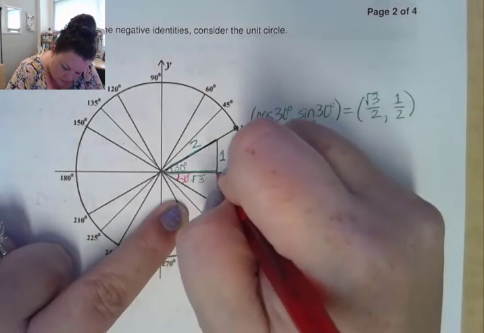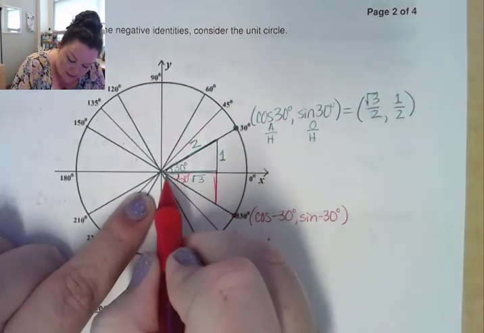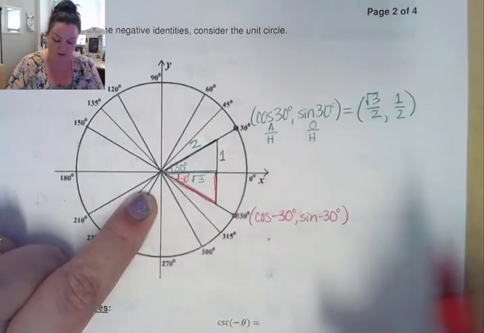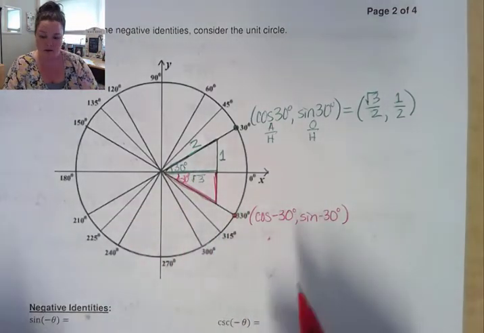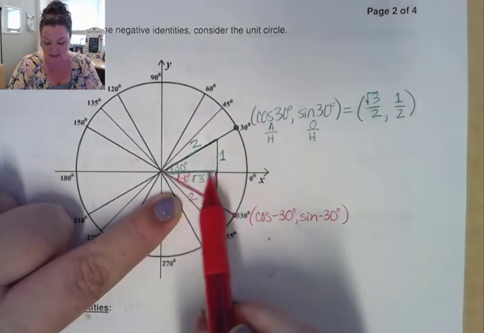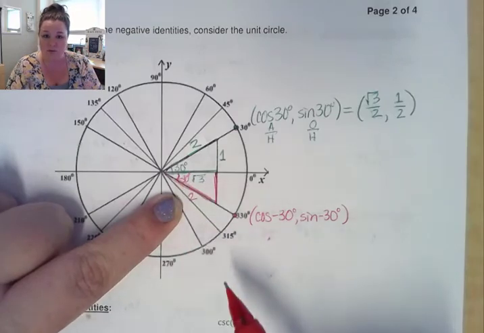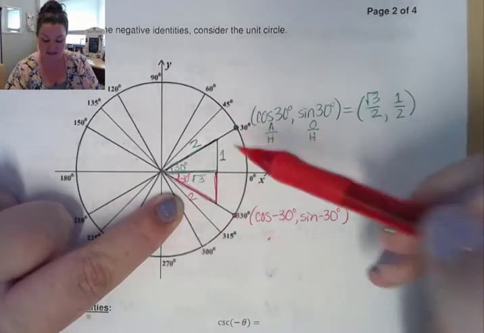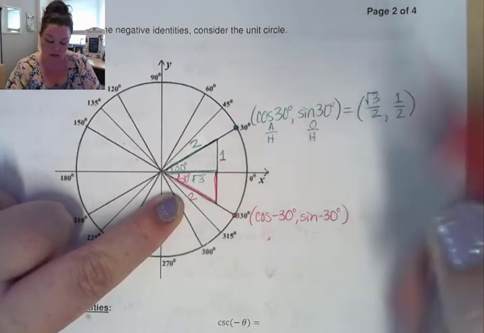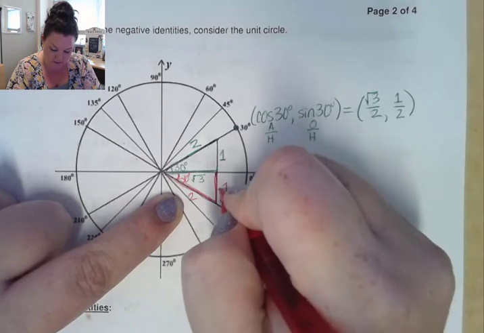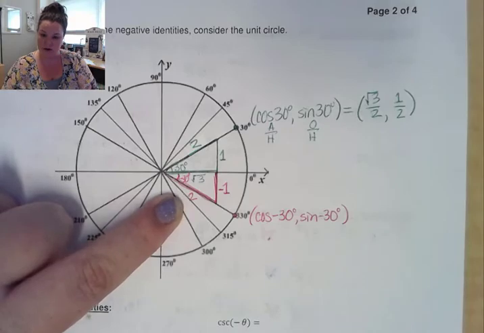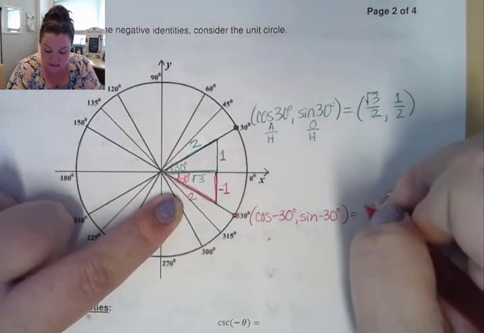If I were to draw a triangle for this negative 30-degree angle, it should be very similar to the triangle I have above. My hypotenuse length is still going to be 2. My adjacent side, this x value, is still going to be square root of 3. The only thing that changes is that instead of a y value that is positive 1, it's going to have a negative 1, because it's in the negative direction and our y is below the x-axis. So that's going to change things just a little bit.